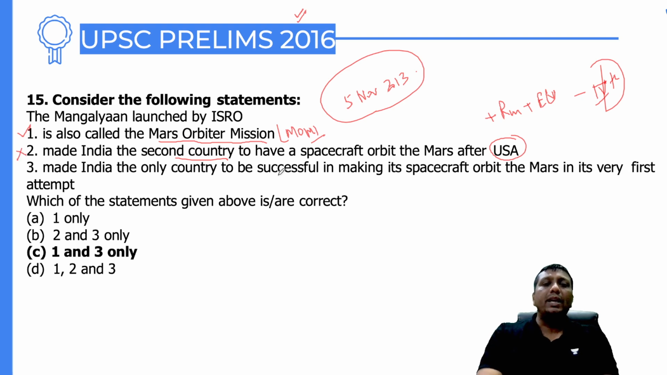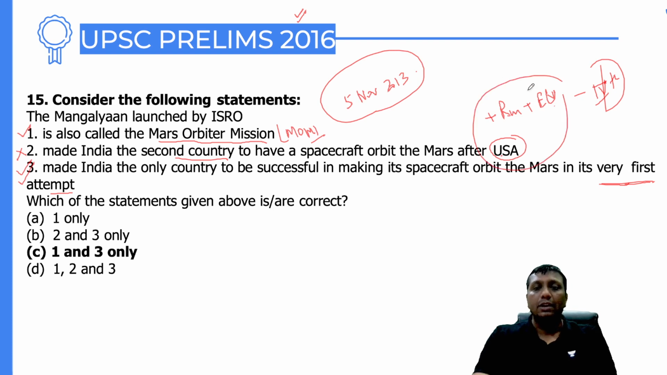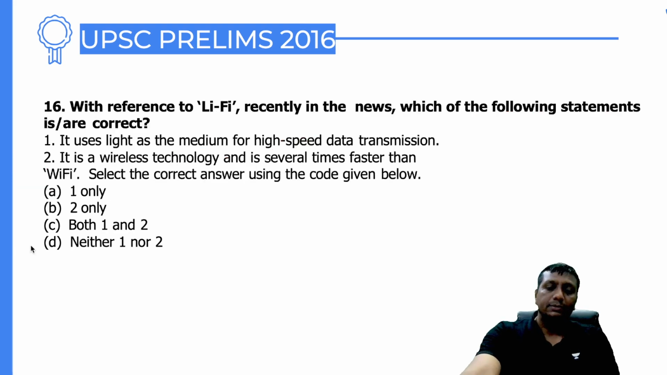It made India the only country to be successful in making a spacecraft orbit Mars in its very first attempt. Definitely it is right, guys. In the first attempt, India made history and became successful. But the other countries like US, Russia, European Union tried before India, and they have done their own trials more than one time. So here the first and third statements are right.